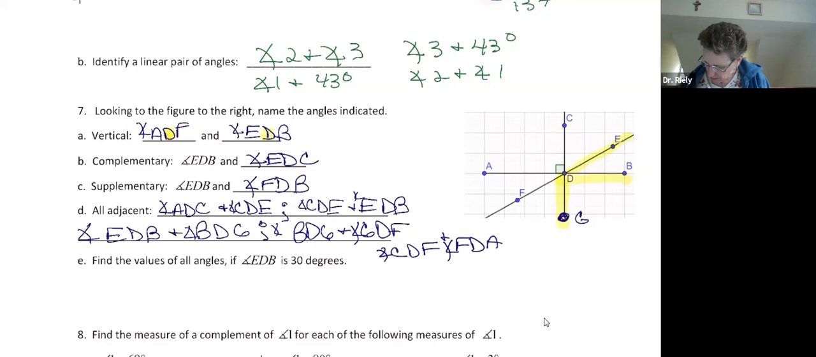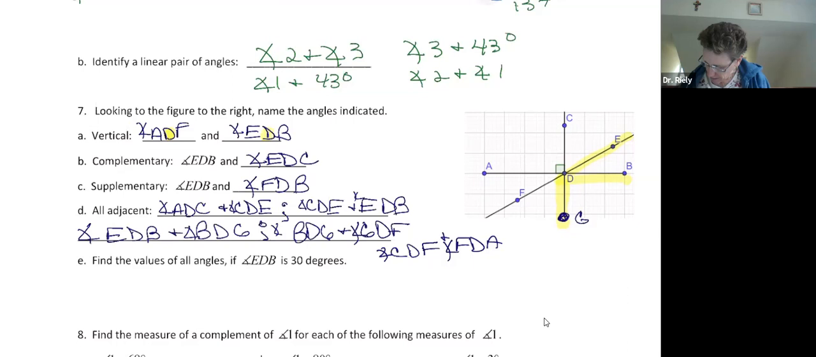So we should probably talk briefly about adjacent. Adjacent angles share a common side, and they also have a common vertex, and they're not inside one another. Okay, so that's what is defined as adjacent. So look at these angles that I've picked out and make sure you understand how I'm saying that they're adjacent.